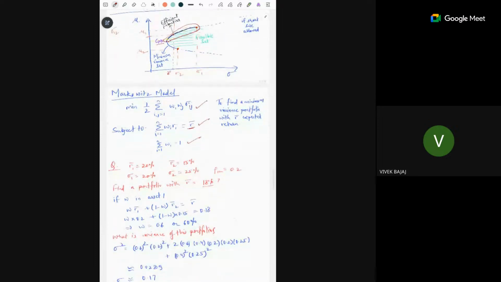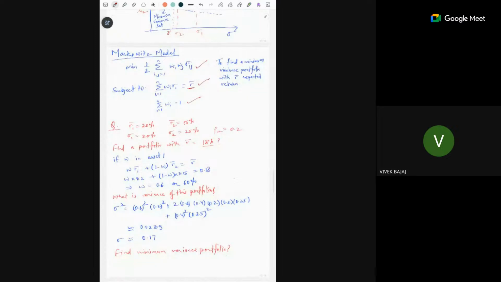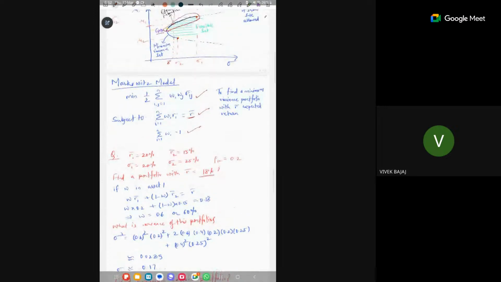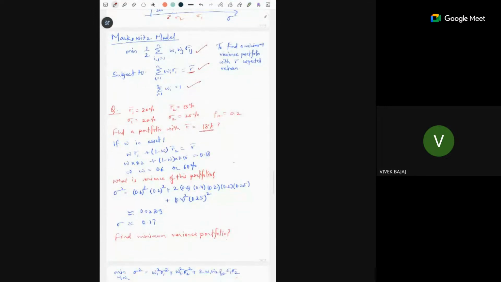For example, if we take an example, there are two assets with given conditions: R1, sigma 1 and R2, sigma 2, and rho 1 2 is given to you. Then it asks you to find a portfolio with R bar equal to 18%. You can solve it using the same condition, but in the case of two assets it is much simpler, because if you invest W amount in asset one, then 1 minus W goes to asset two.